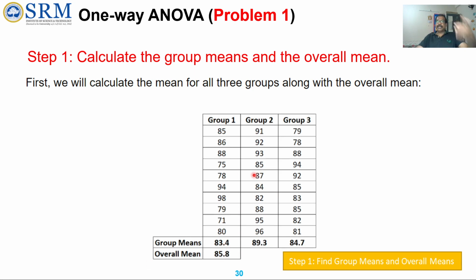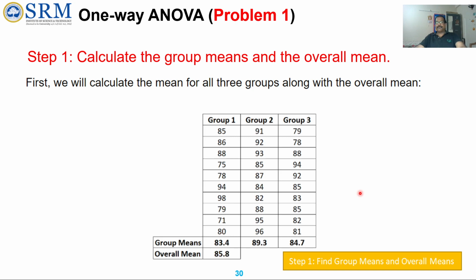Again and again I am repeating, it is not necessary that all the groups have equal observations like 10, 10, 10. It may be 10, it may be 5, it may be 6, or it may be 8, something like that. We need to be very careful in calculating the group means. And n is 10 here for each group, but if it is different, then we go according to that. Group means calculated, overall mean calculated.